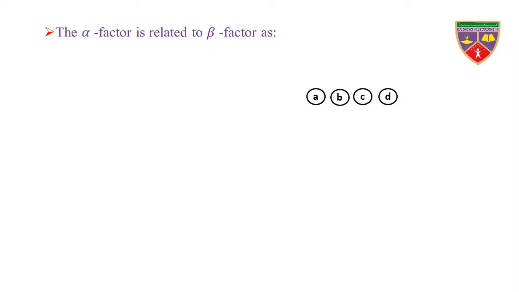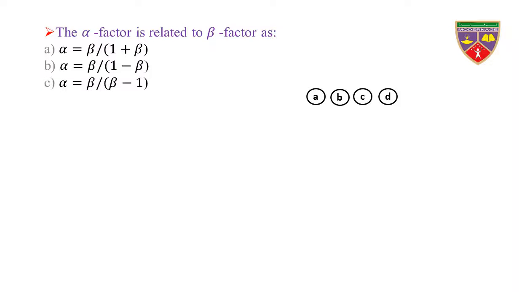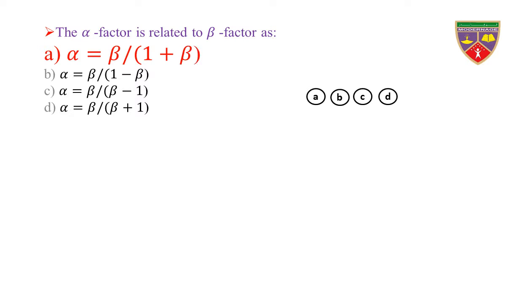The alpha factor is related to beta factor as option A, alpha is equal to beta divided by 1 plus beta. Option B, alpha is equal to beta divided by 1 minus beta. Option C, alpha is equal to beta divided by beta minus 1. Option D, alpha is equal to beta divided by beta plus 1. The key is alpha is equal to beta divided by 1 plus beta, which is the correct option A.